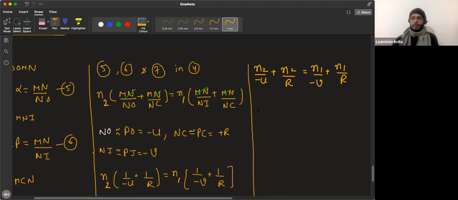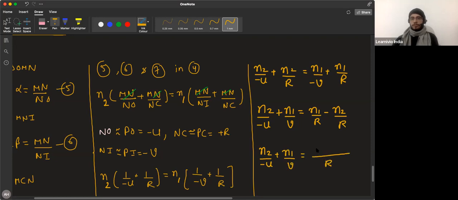Take the terms having r to the right hand side. So it's n2 by minus u plus n1 by v is equal to n1 by r minus n2 by r. So you can write n2 over minus u plus n1 by v is r is LCM.